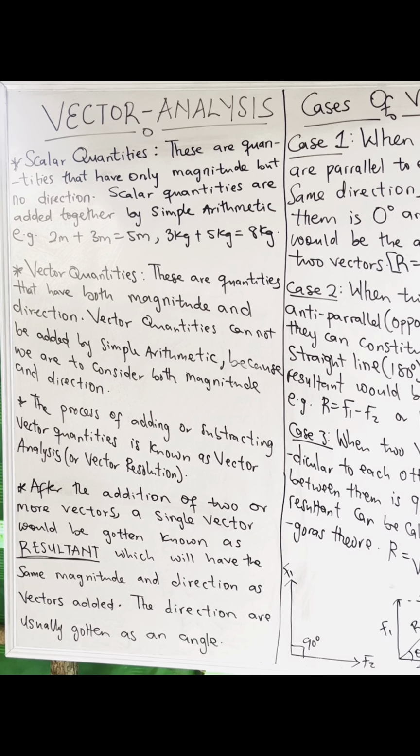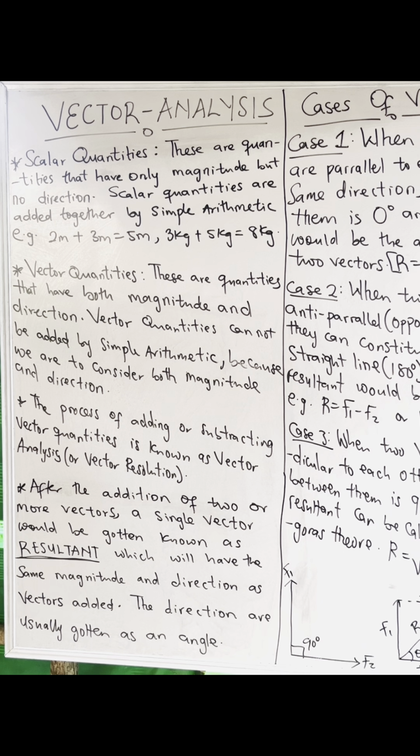Good day, everyone. Today we are going to be talking about vector analysis. We all know that scalar quantities are quantities that have only magnitude but no direction, while vector quantities are quantities that have both magnitude and direction. So, since scalar quantities have only magnitude but no direction, if you want to add or subtract two or more scalar quantities together, we are going to use simple arithmetic. Like if we have 2 meter plus 3 meter, that can be 5 meter. If we have 3 kg plus 5 kg, that can be 8 kg.